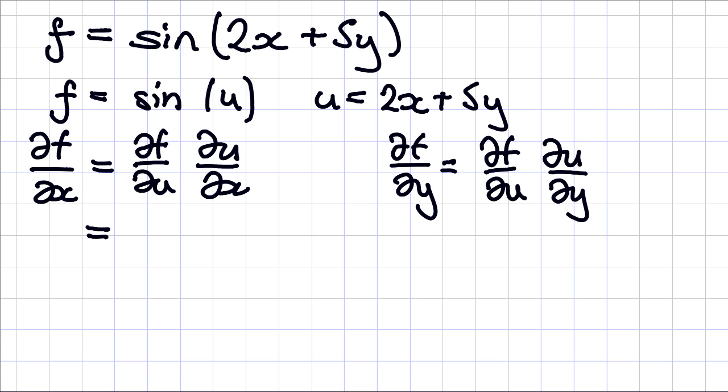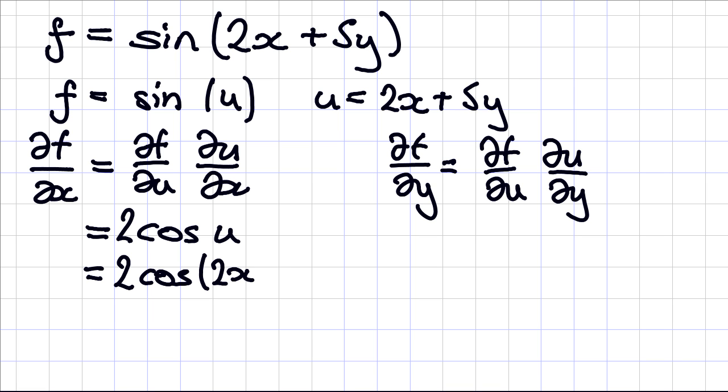So what's that going to give us? Well, derivative of sine u is just cos u, and du dx, that's just going to be 2. And for my final step, I just substitute for u to get my final answer, 2 cos 2x plus 5y.